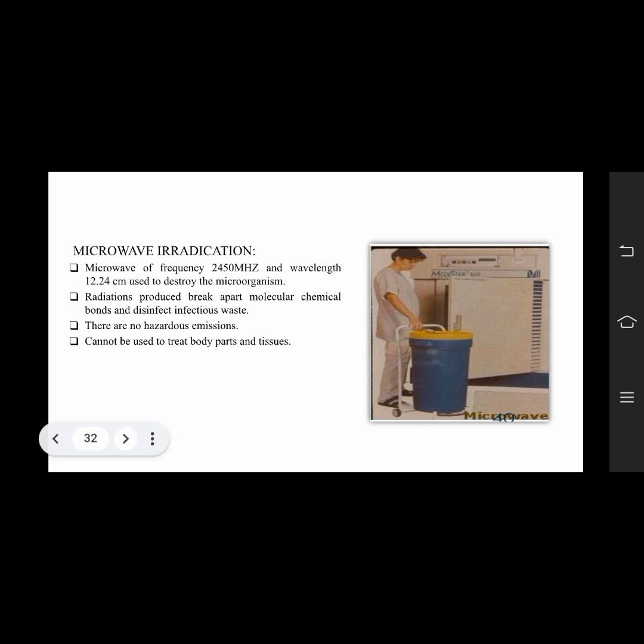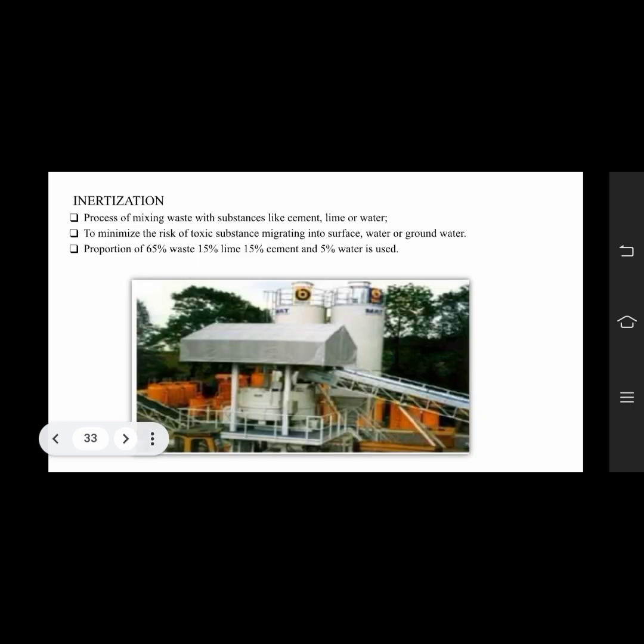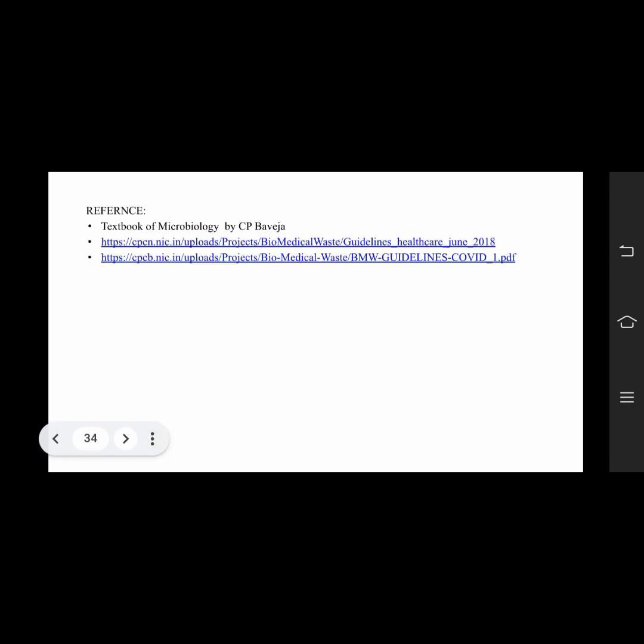So these are the treatments which we can use in biomedical waste management. That's all about biomedical waste management. Firstly, we talked about biomedical waste, how it is generated, how it is categorized, and how it is segregated. And then after that, we talked about all those methods of how to treat it in different ways, by burning it, by autoclaving it, by sterilizing it, all those things. So that's all about biomedical waste management.